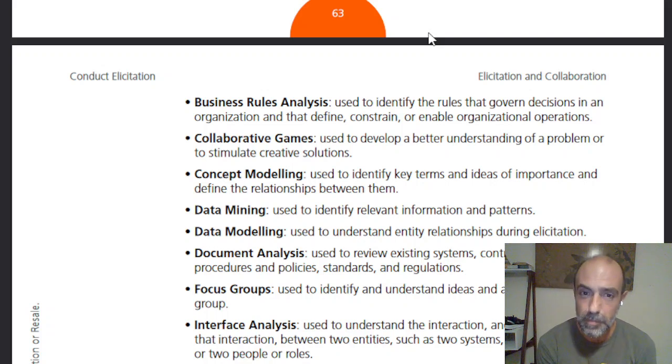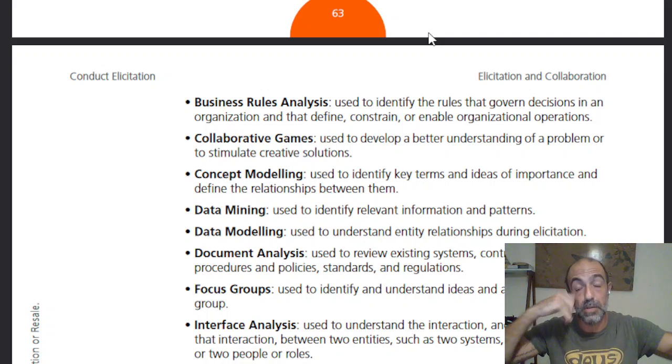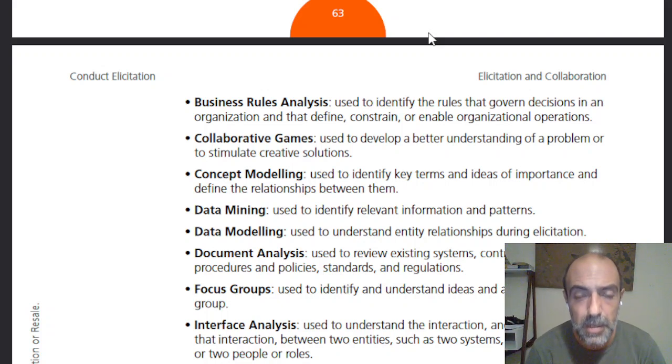Collaborative games. This is fun because it's used to develop a better understanding of problems and stimulate creative solutions. Concept modeling is used to identify key terms and ideas of importance and define the relationships between them. Like when you're creating a concept model, you're putting the concepts down and seeing how they interact with each other. Data mining, we discussed this earlier in a previous video, is used to identify relevant information and patterns. Data modeling, used to understand entity relationships during elicitation.